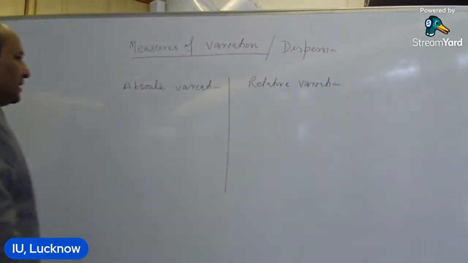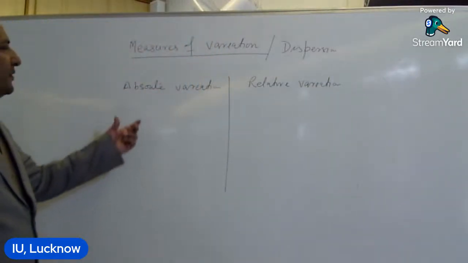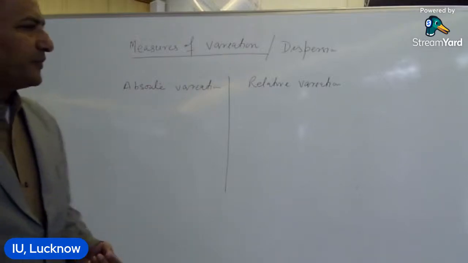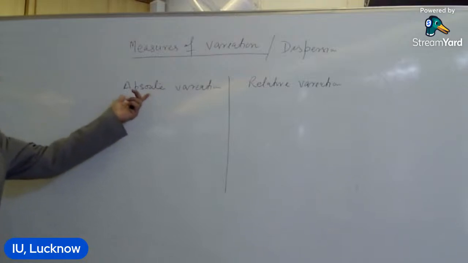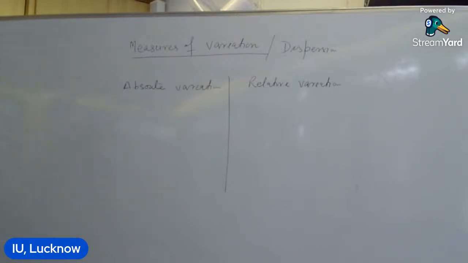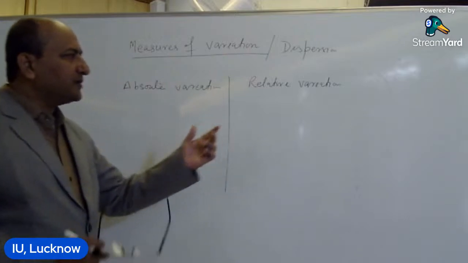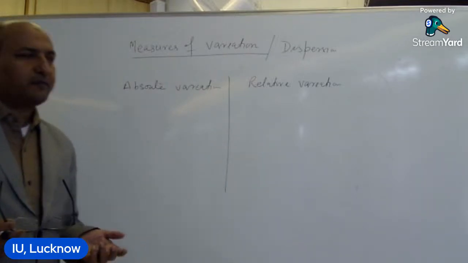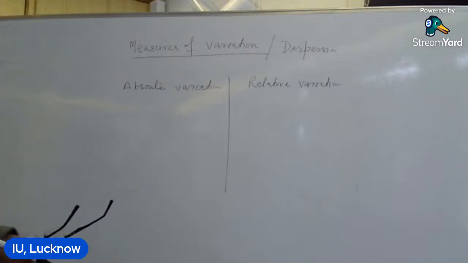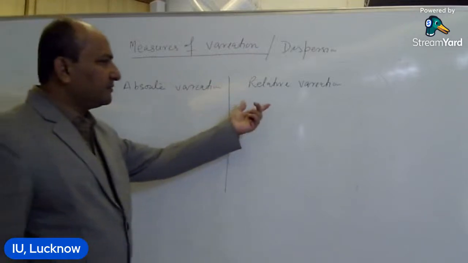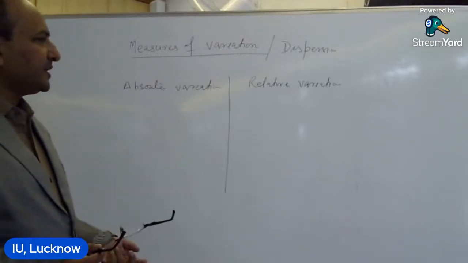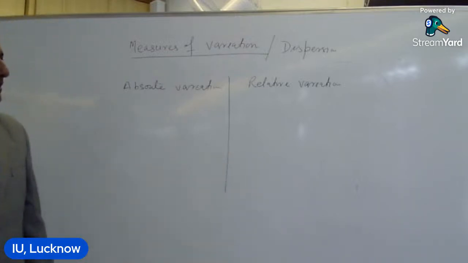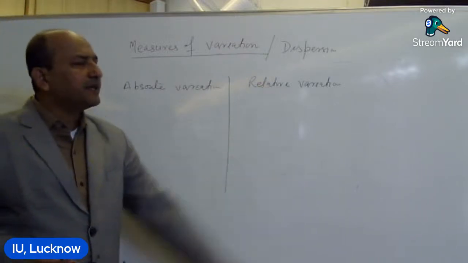In absolute variation, we find the variation of a variable. That will give you the variation in terms of the unit. And in relative variation, if we want to compare the variation between two or more variables, then we will use relative variation. If we just want to know the variation, we will use absolute variation.